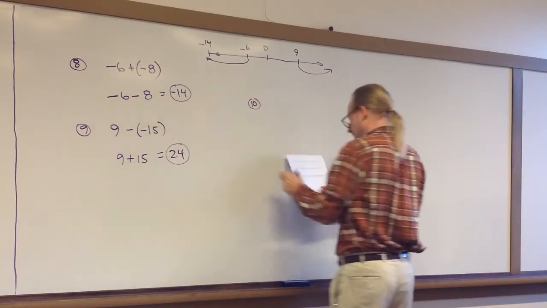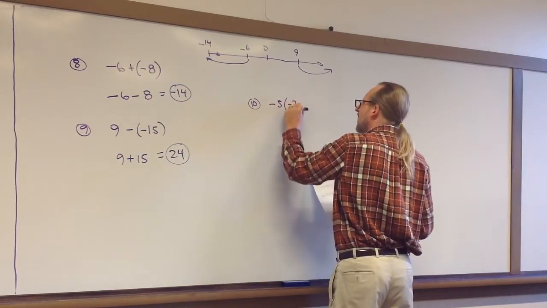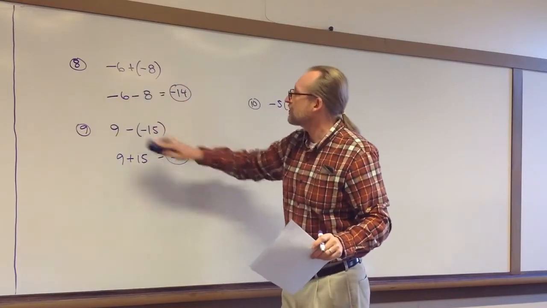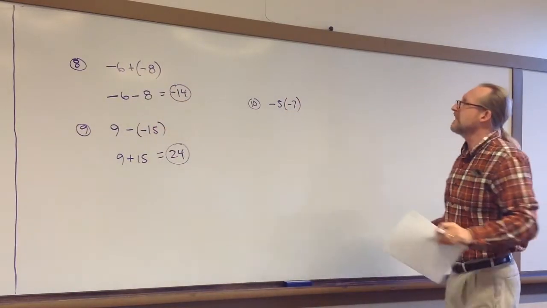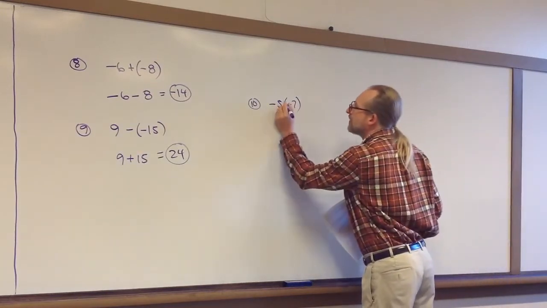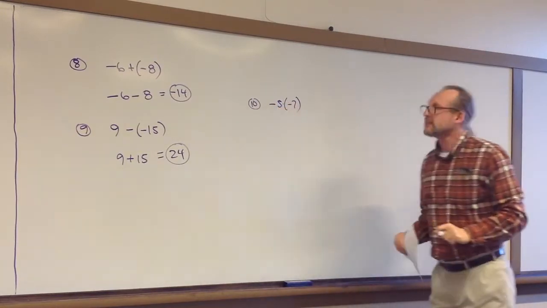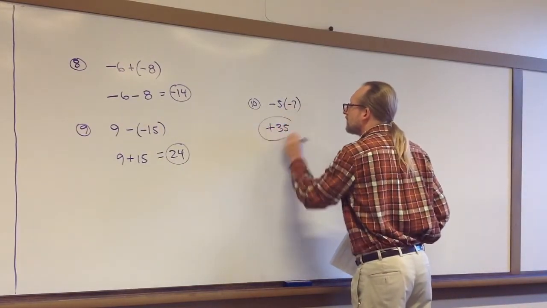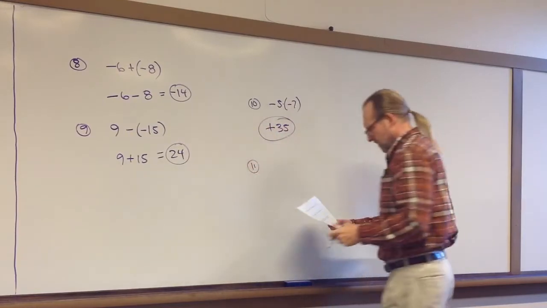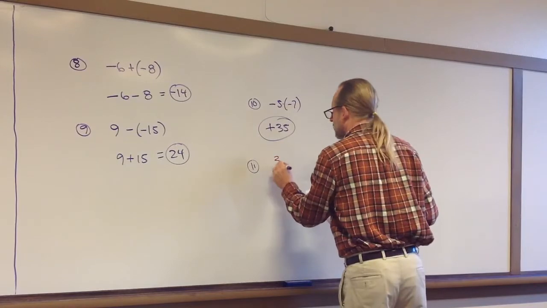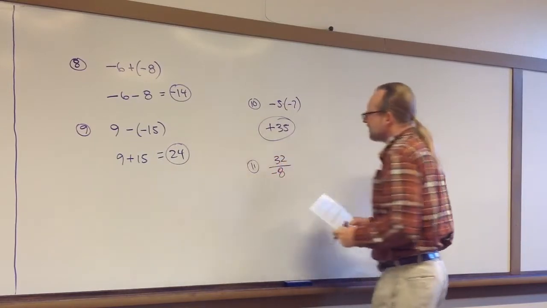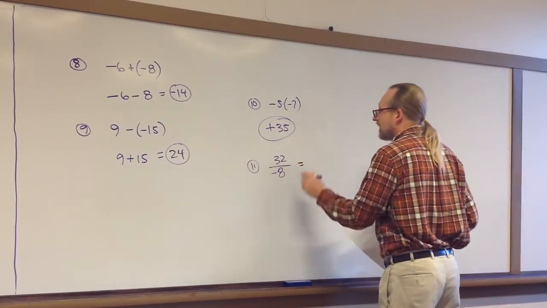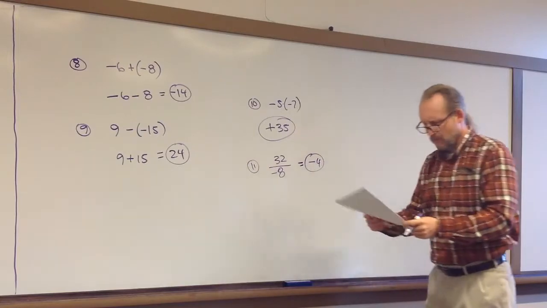Problem 10. -5 times -7. Okay? Notice the difference between the addition and subtraction problems versus the multiplication problem. Okay? When this number is written right next to a parentheses like that, that means times. Negative times negative will be a positive, and that'll be a +35. Let's see, 11. 32 divided by -8. That fraction bar means divided by. And so 32 divided by -8 will be -4.